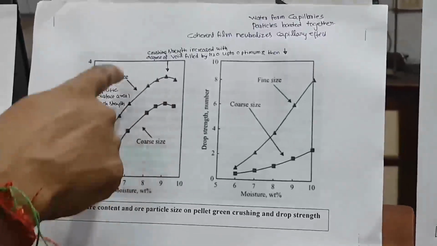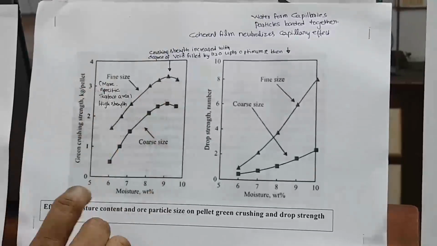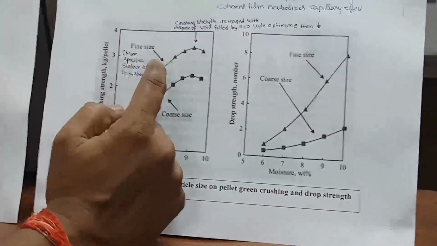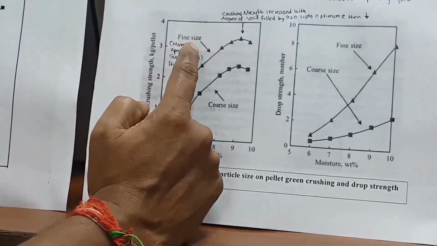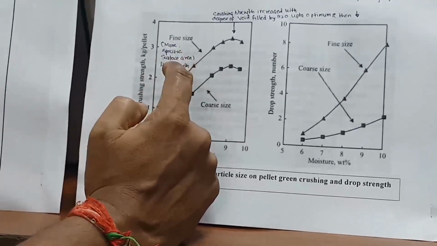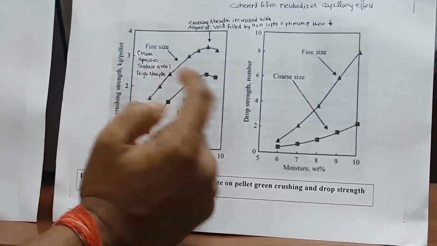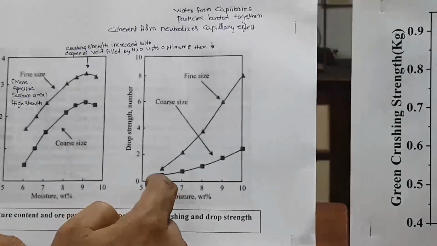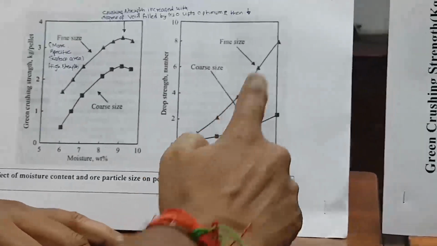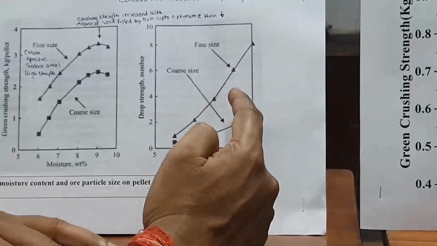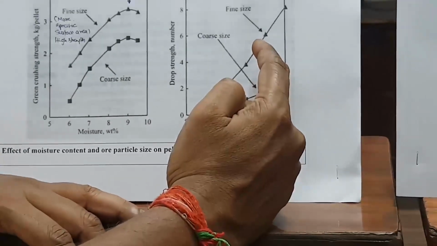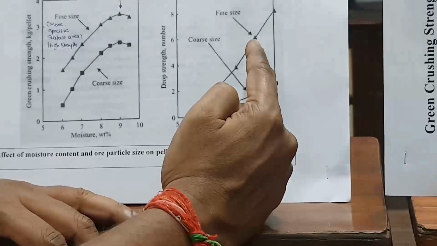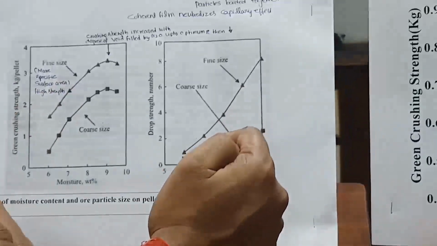We are seeing two curves. One is for coarse size, the other is for fine size. For fine size iron ore, we are getting more strength. Obviously, when fine ore is made, there will be more specific area, so you will get higher strength. Drop strength also we can see increasing with increasing moisture percentage. In this case also, fine size iron ore gets more drop strength compared to the coarse size, because the specific area is more, that's why we are getting more strength.